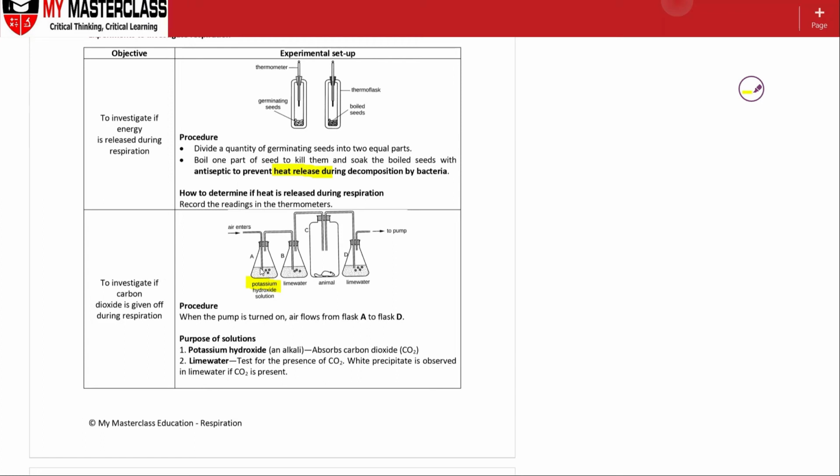Carbon dioxide, which is an acidic oxide that you learned in chemistry, will be absorbed by the alkali potassium hydroxide. And this absorption is tested using lime water. Your lime water, your calcium hydroxide, is not supposed to turn milky or chalky, or have a white precipitate. This will show that there is no carbon dioxide and all of it has been absorbed. So whatever air enters the flask here is not supposed to contain any carbon dioxide. If the animal inside produces carbon dioxide during respiration, it will test positive due to a milky or chalky change in the lime water. For chemistry we call it a white precipitate.